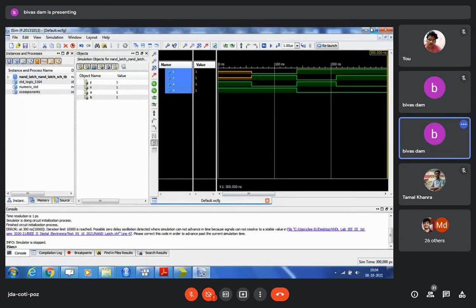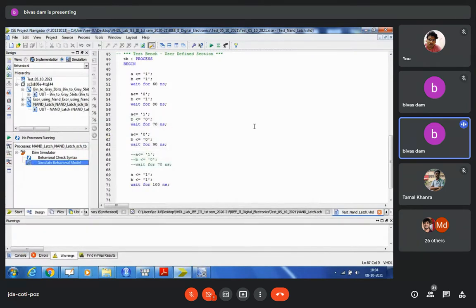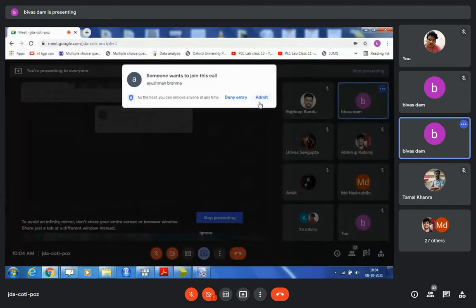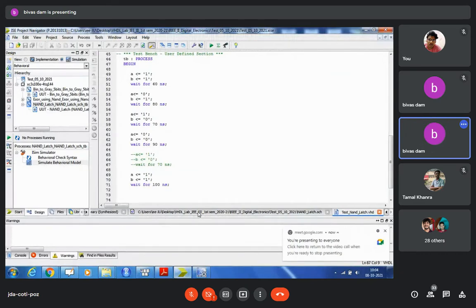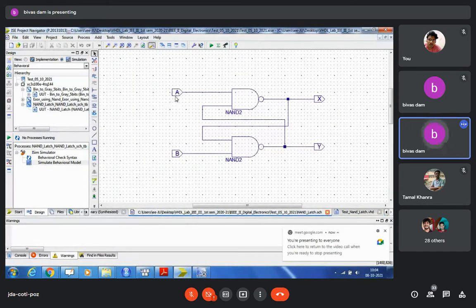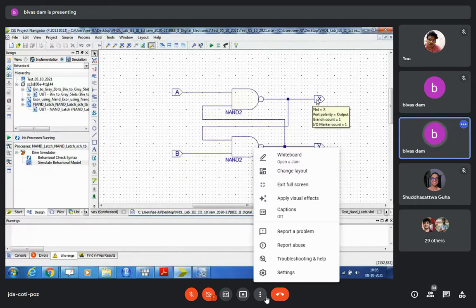He has taken one as a starting combination of AB. Now, in the NAND gate, if one input is one, in that case the NAND output depends on the other input. So the NAND output X will depend on Y then. Similarly, for the second NAND gate also. As B is 1, Y will depend on the last X value.